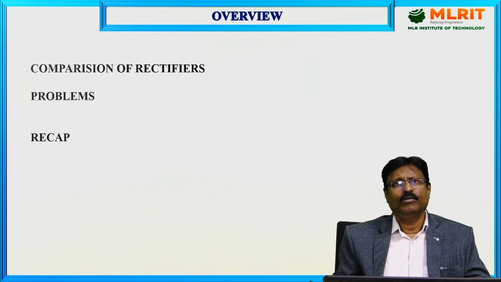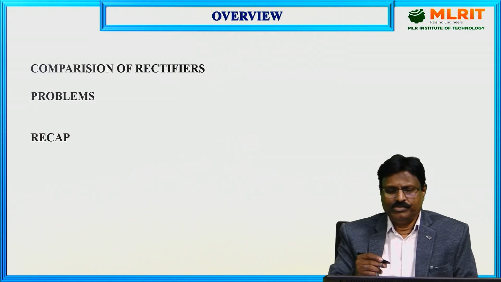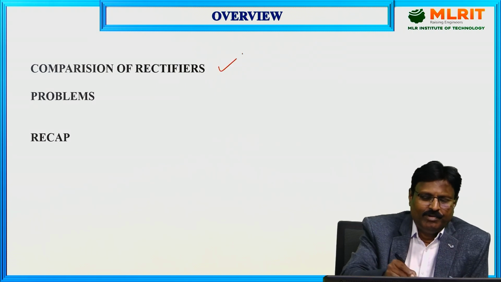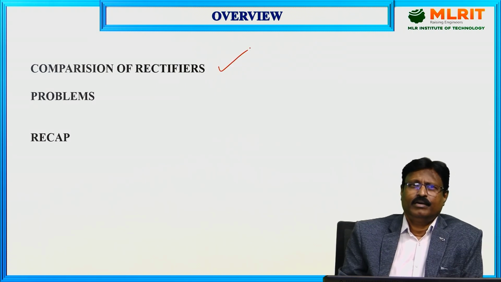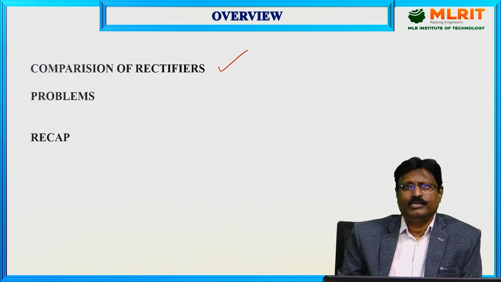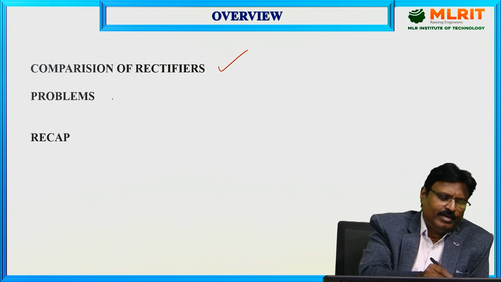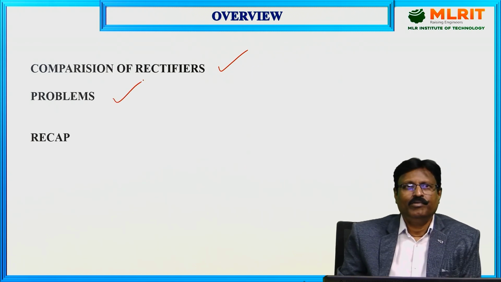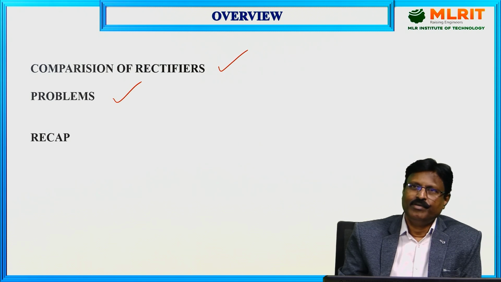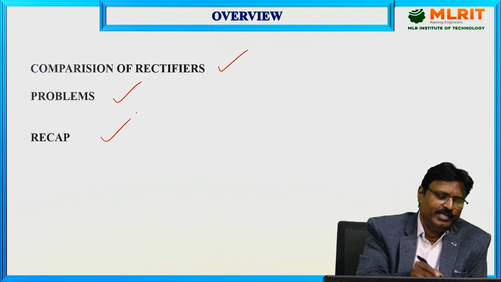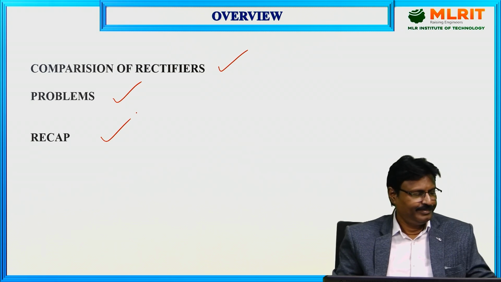Okay, the overview of my presentation goes like this. First, I will be comparing all the rectifiers, half-wave rectifier, full-wave rectifier and bridge rectifier, with respect to the parameters of rectifiers. And then I will be doing some problems related to half-wave rectifier as well as the full-wave rectifier. And finally, I will be recapping whatever I discuss.